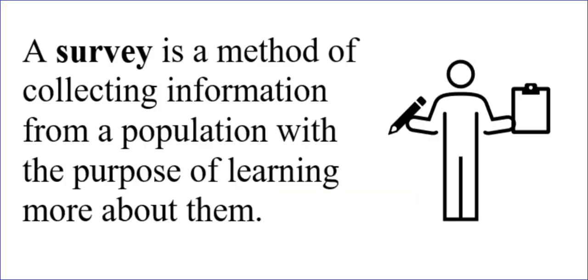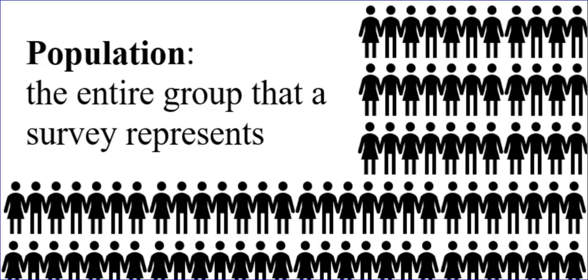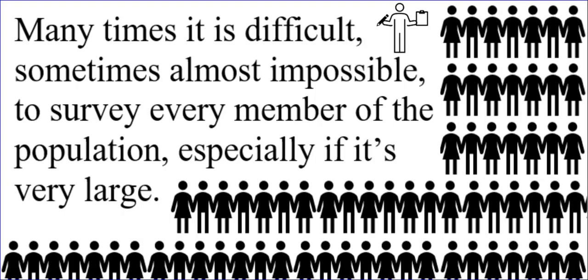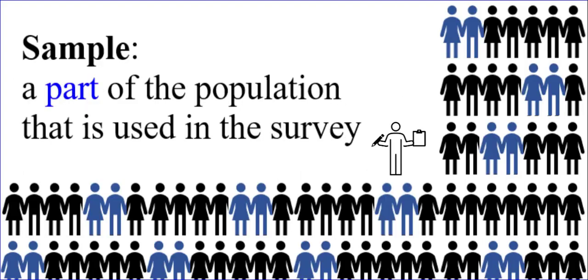All right, something you have probably heard about before is a survey, which is a method of collecting information from a population with the purpose of learning more about them. Whenever we talk about population in statistics, we're talking about the entire group that a survey represents. Many times it might be very difficult, sometimes almost impossible, to survey every member of the population, especially if the population is very large. And therefore in statistics, what is normally used is a sample, which is a part of the population that is used in the survey.